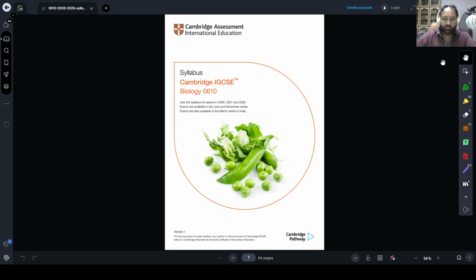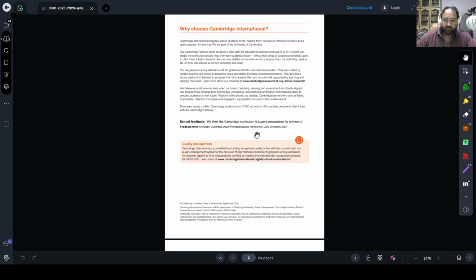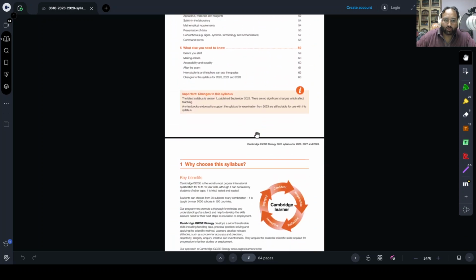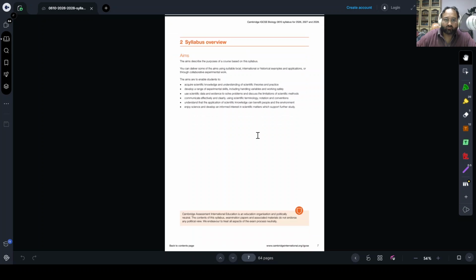What you see in front of you is the syllabus for biology 0610, which is the syllabus code for IGCSE biology, since the student we have currently is an IGCSE student. This syllabus is valid for 2026, 27, and 28. We'll be appearing in 2027, so it's valid there. Scrolling down, you see the usual contents and why choose the syllabus and all that other detail.